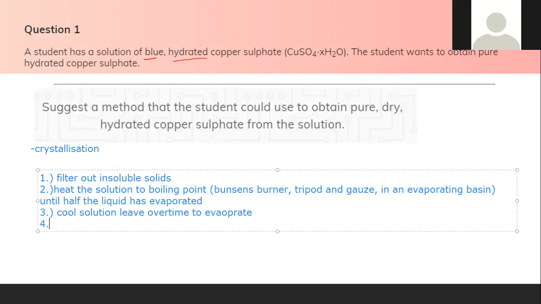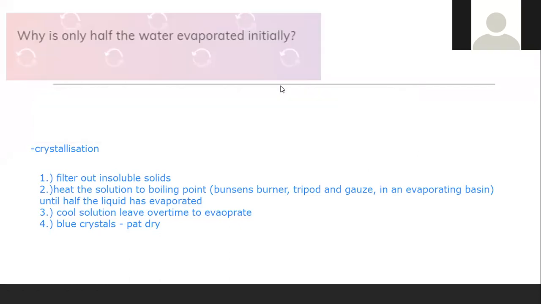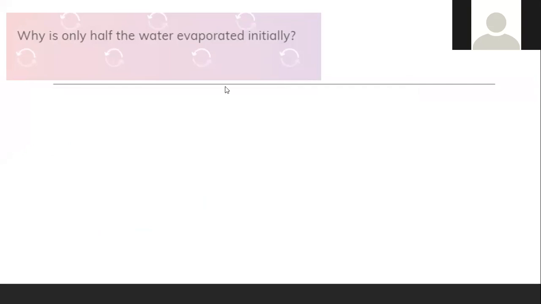And then step 4, what we should be left with is blue crystals, which we remove from the dish, and then we will pat dry using a cloth or tea towel to remove any excess water. So that would be the first part of this question, because actually lots comes from these questions. They like to do them as multi-step questions. So we've suggested the method there. Then you get asked, okay, why is only half the water evaporated initially?